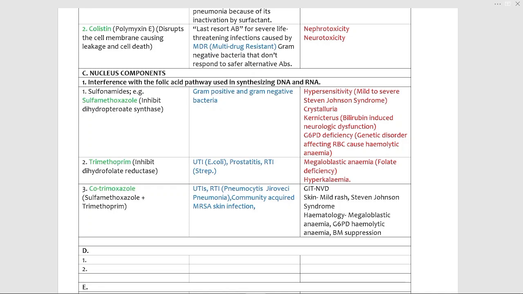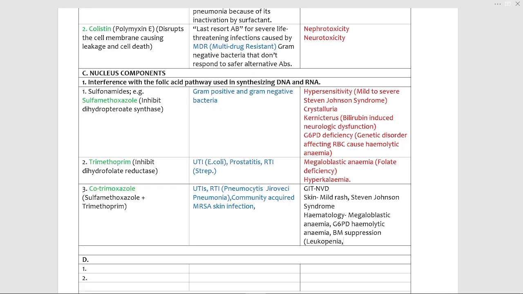This may cause leukopenia, a decrease in WBCs. It may cause thrombocytopenia and also anemia, thrombocytopenia and others. Yeah, so that's some of the common side effects.